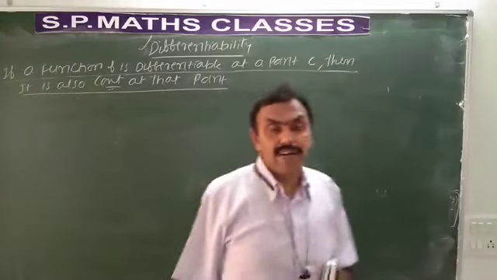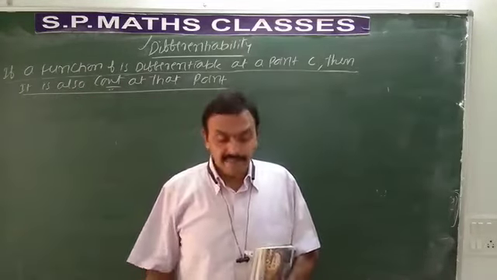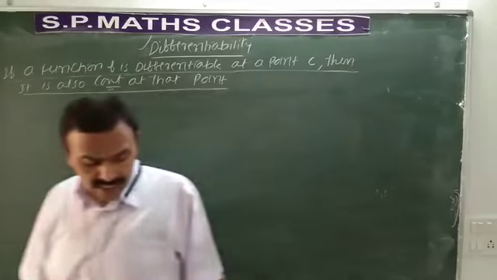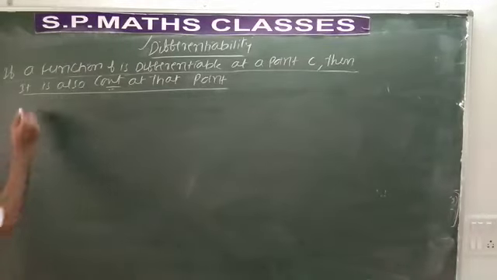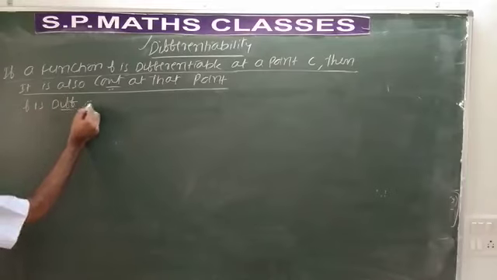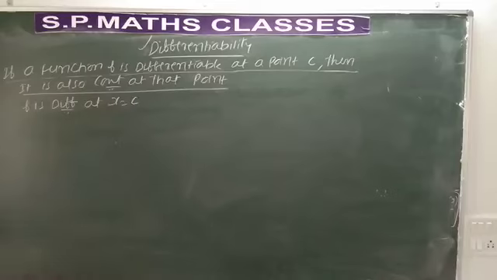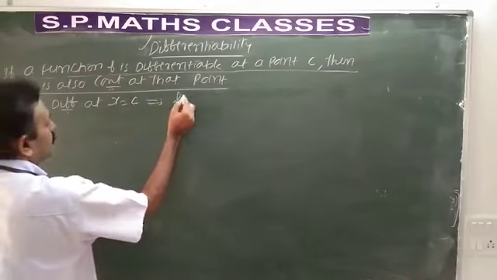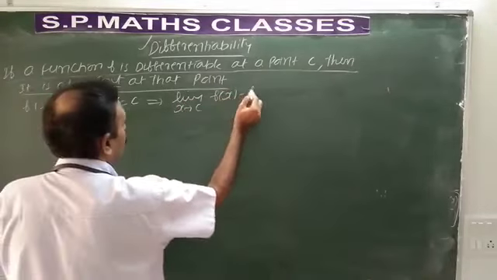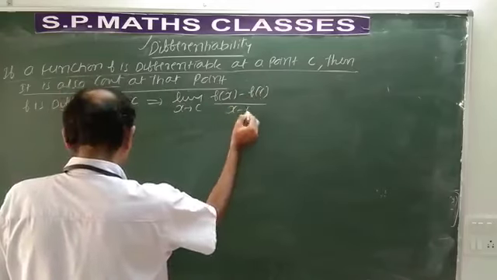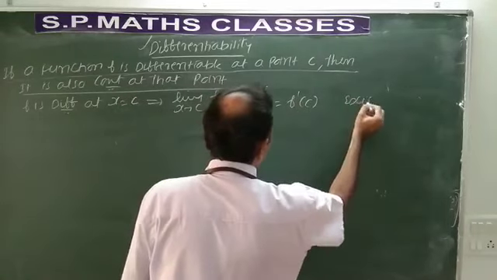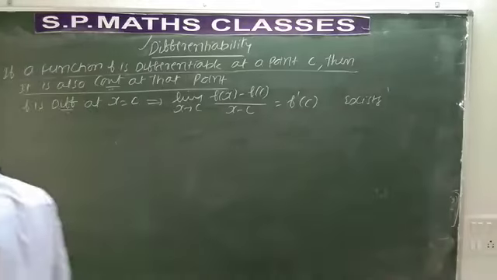Every differentiable function should be continuous. If a function is differentiable, then it should be continuous. The converse is not true. So let us consider f is differentiable at x is equal to c. What do you mean by this? You know that the limit as x tends to c of f of x minus f of c divided by x minus c is equal to f dash of c. That exists. You know this.